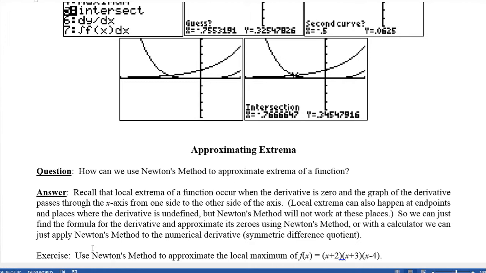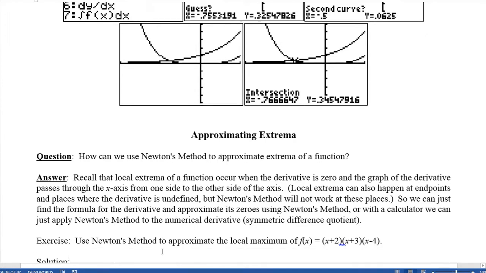And Newton's method is not going to help us at those places because the derivative needs to be actually defined to use, think about it, the Newton's method iterative process. So we can just find the formula for the derivative and approximate its zeros using Newton's method. Or if we have a calculator, we can apply Newton's method to the numerical derivative, the symmetric difference quotient.